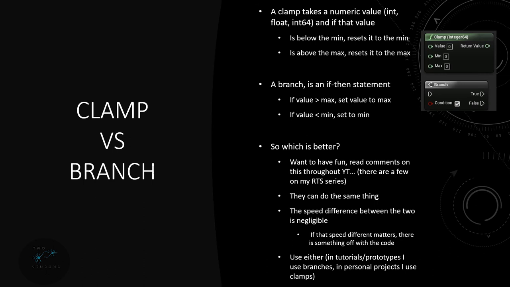Now, sometimes, if I only need to worry about the max, for example, like today when we do health, we're going to worry about if it's over the max, then I use a branch. Though at other points, like the RTS tutorial series, when we have the zoom, I use a clamp because I just wanted to copy and paste the clamp quickly and make sure that all the values stayed the same for zooming in and zooming out. So it really is up to you. Whatever you find easier to read and work with.